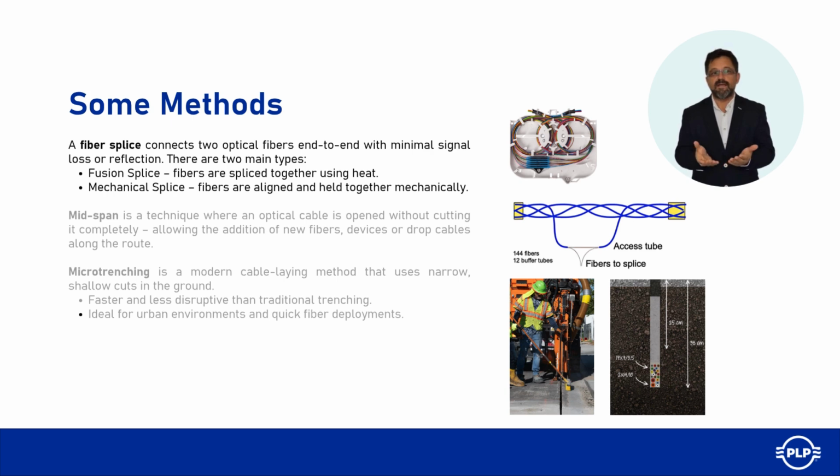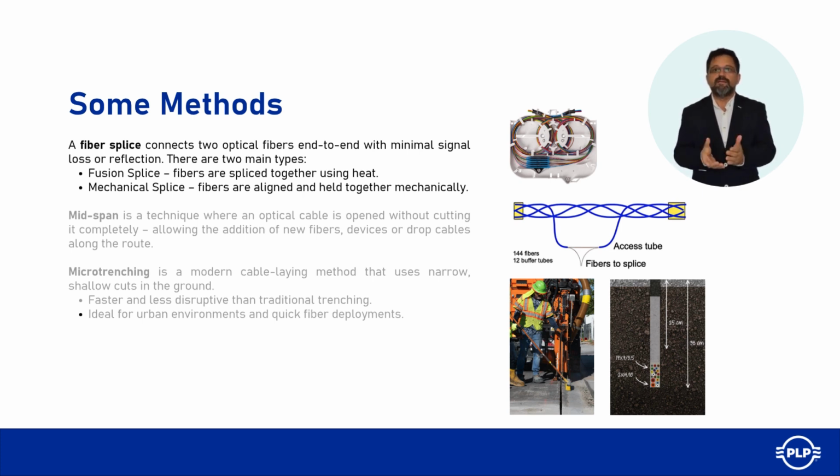On the other hand, a mechanical splice uses a mechanical fixture to align and hold the fiber ends together, often with a gel or adhesive. This method is easier and quicker to perform without needing expensive equipment, but generally has higher optical loss and lower reliability compared to fusion splicing.